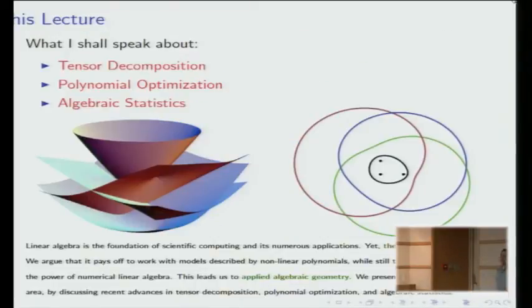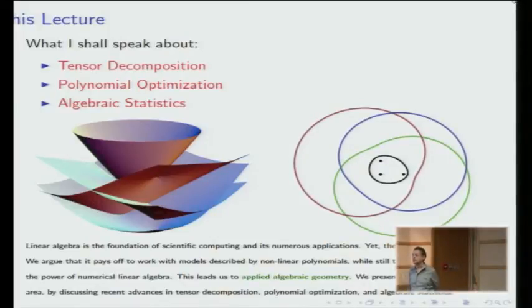So here's what this talk is all about. What I like to do is give you 3 different tapas of applied algebraic geometry. The first third of the talk is about tensors and tensor decomposition. Tensors are a subject of multilinear algebra, and as such lie between linear and nonlinear algebra. Second topic, I'd like to tell you a little bit about recent perspectives in polynomial optimization. And then finally, algebraic statistics.